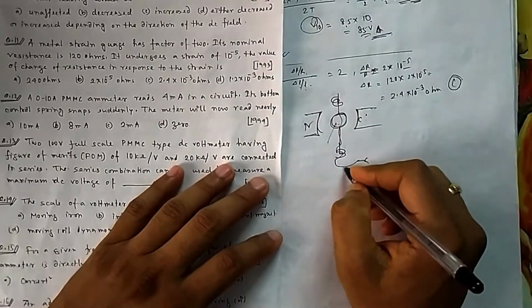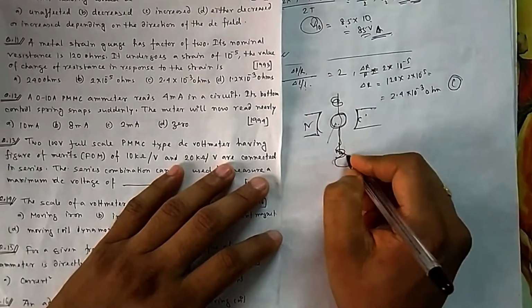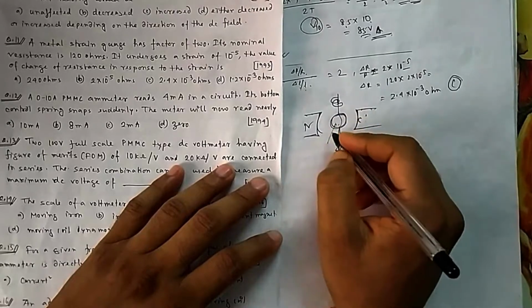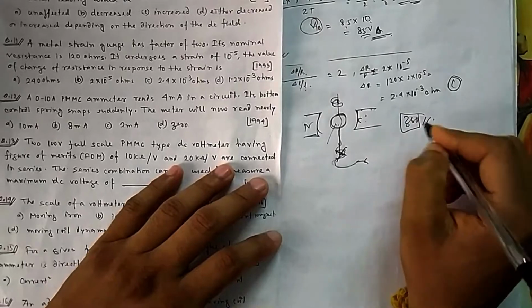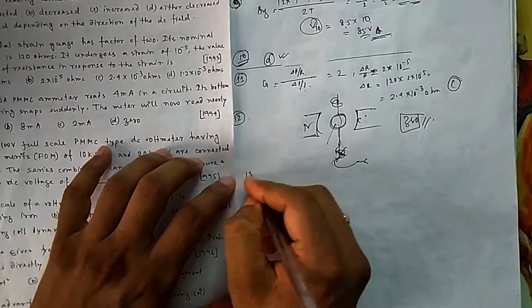So you are passing this current via these control springs. If one snaps, then no current will pass through it. So it will not move, and you will get a 0 reading. So that is based on the very basic construction of the PMMC meter.